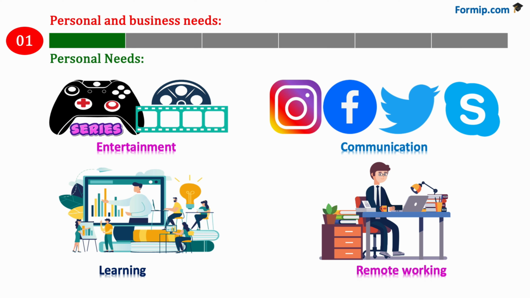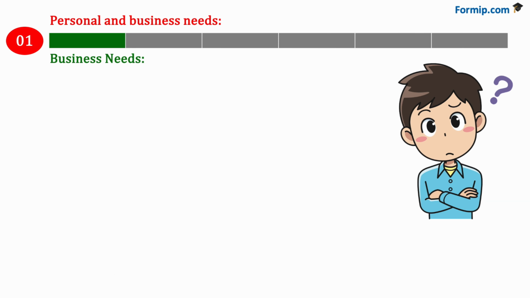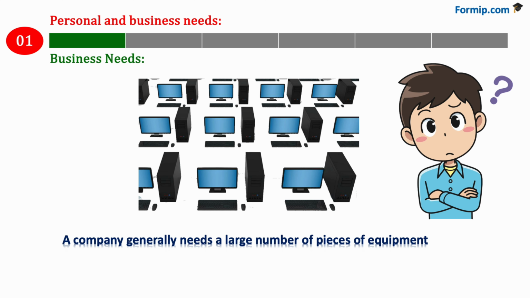So, in your opinion, how are the needs of companies different from those of the general public? Well, the main difference is that a company needs a significant number of computers, servers, printers, and many other pieces of computer equipment, and all these devices must be able to communicate with each other to provide very specific services to the company's employees. However, an individual will only need a single phone, a single tablet, a single computer, and a single printer if needed.